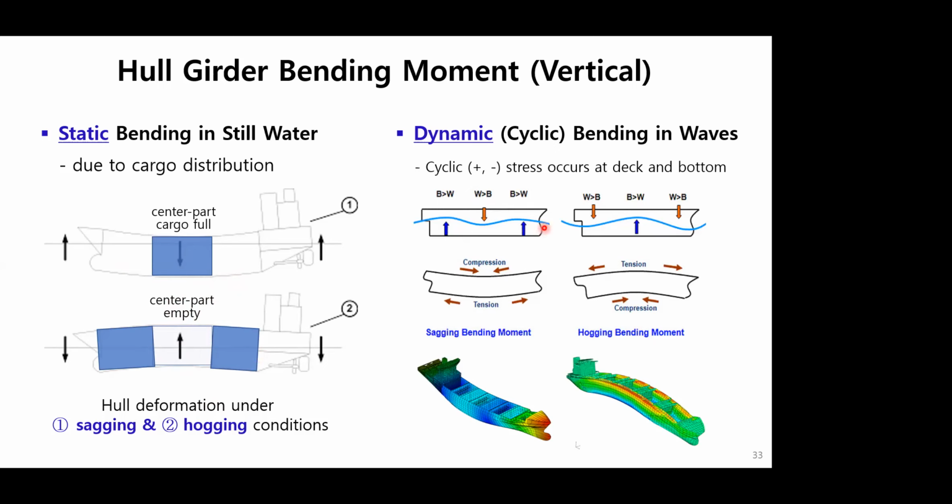Besides, there is also a dynamic, cyclic bending moment in wave conditions. So depending on the condition, tension and compression can happen cyclically and repeatedly at the deck structure as well as at the bottom.